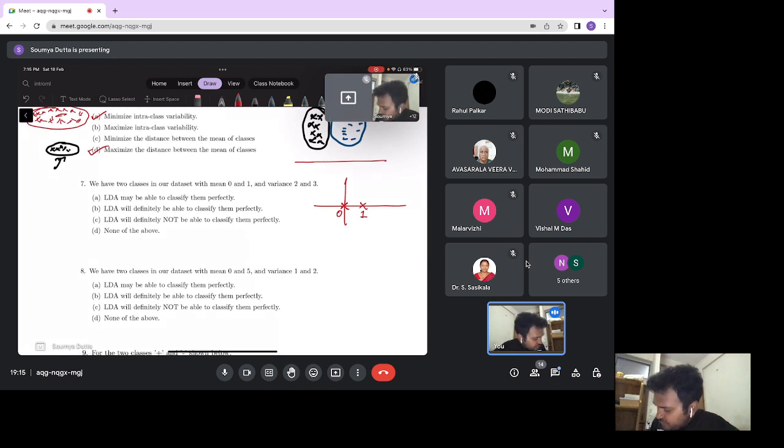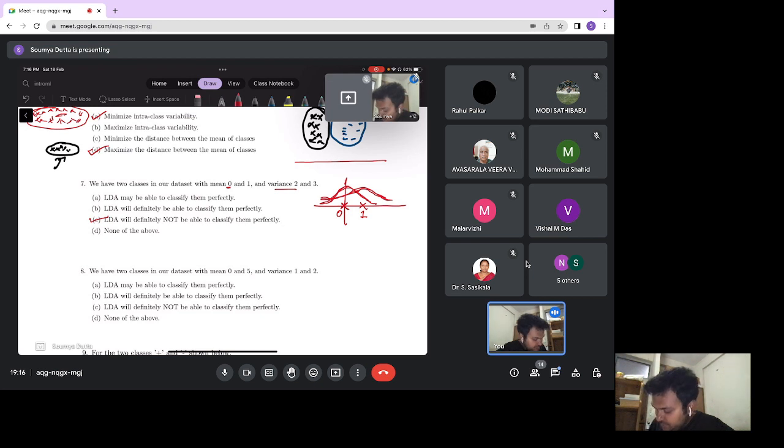Suppose you have two classes, and let's consider your class distribution to be Gaussian. If your class distribution is Gaussian, then a mean of 0 and a variance of 2 means it will be like this, and a mean of 1 and a variance of 3 means it will be like this, with a slightly larger variance. You can see that the data points in this case are not linearly separable, and LDA can't separate points which are not linearly separable, so LDA will definitely not be able to classify them perfectly. That would be the correct option.